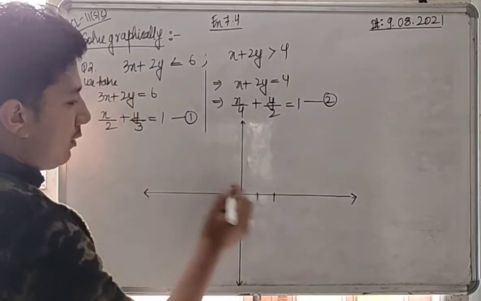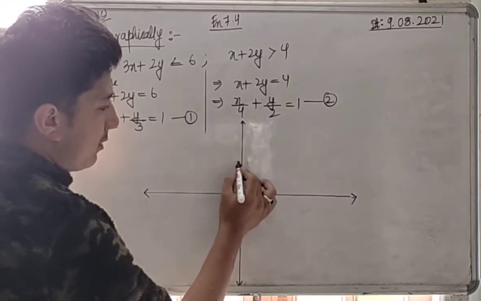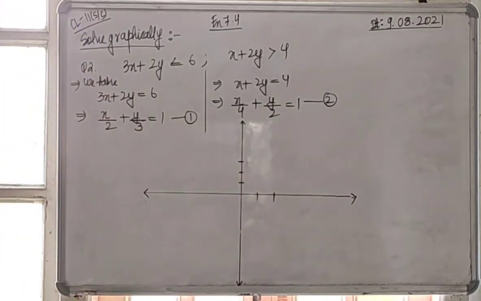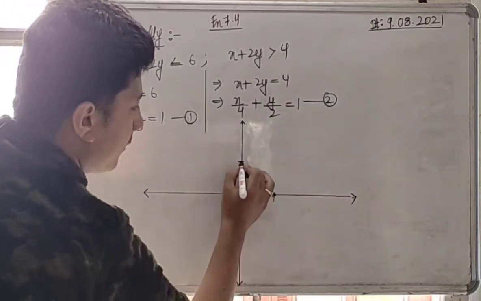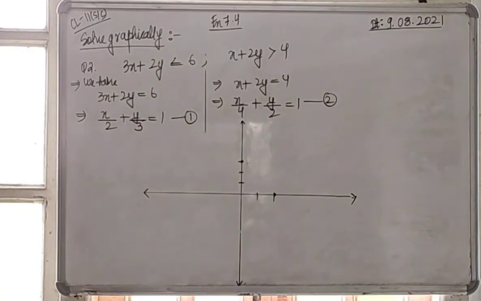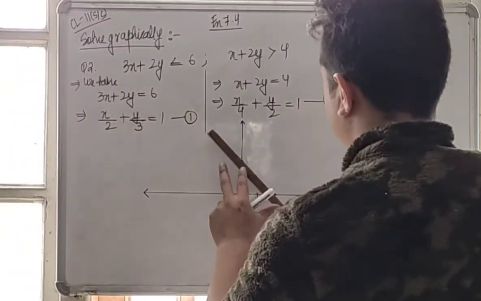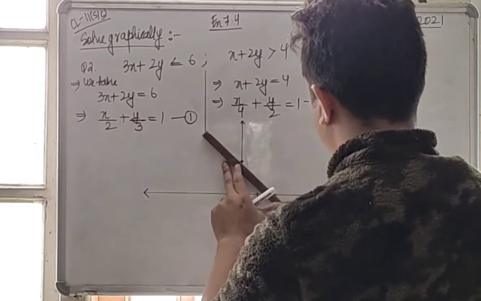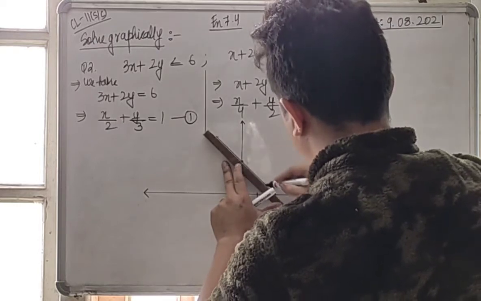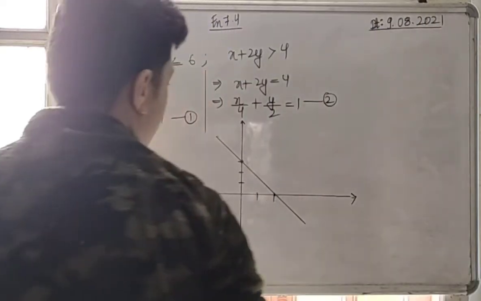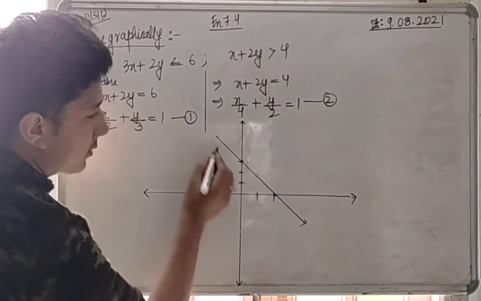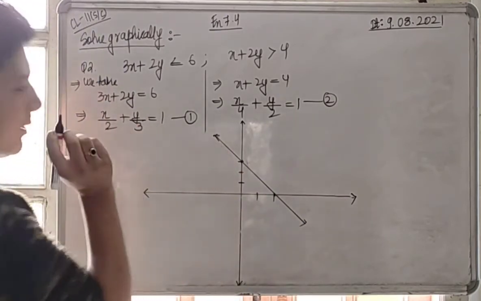On the y-axis 3 units: 1, 2 and 3. Now if you join these 2 points, you get a straight line, which we have done before also, but there was a small correction that we need to make. That's why I'm drawing this. So this is your straight line of equation number 1.